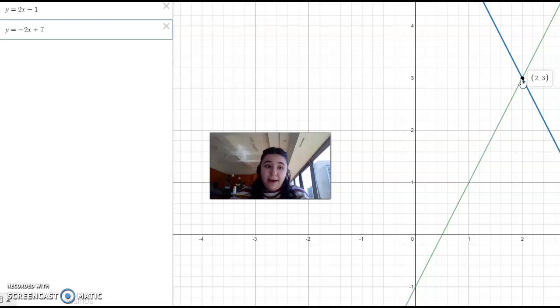This is how you graph systems of equations. This is all we're going to be doing this week, is reviewing graphs and systems of equations. If I feel like we need a little bit more review, I might post something, but this is all I'm planning.